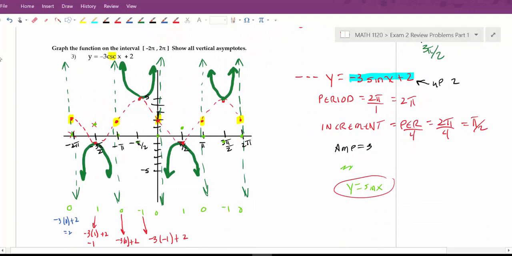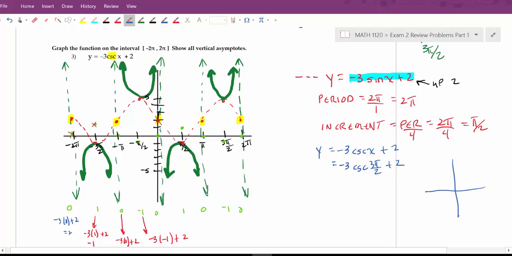Now, the other thing that I think is a pretty important thing to do, I'm going to erase a couple of things here and just remind you how you could do a check. So if we wanted to check the answer to this problem, so we just got through graphing y equals -3 cosecant of x plus 2. Now you can pick any point you want to, and it doesn't make any difference. If you wanted to pick 3 pi over 2 and make sure that y value was 5, you could do that. So let's do that. Okay, we got -3 cosecant of 3 pi over 2 plus 2.